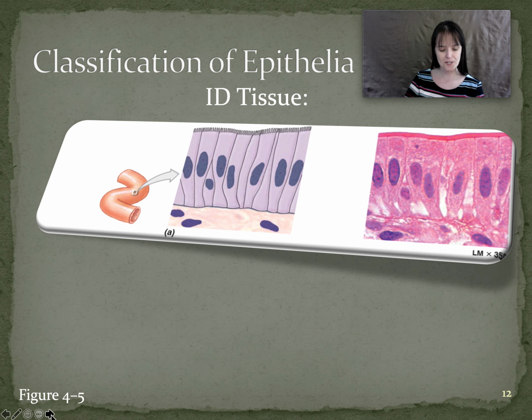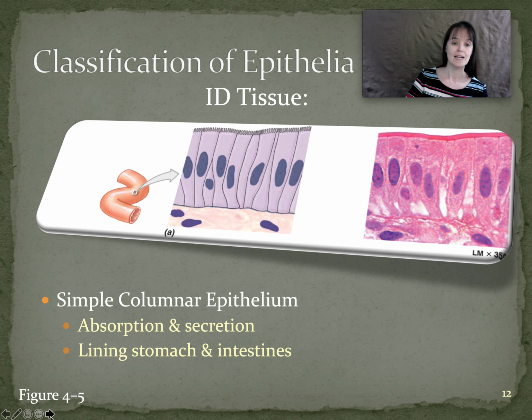Ooh, name that tissue. Simple columnar epithelium. Functions, absorption, and secretion. They line the stomach and the intestine. We talked about the microvilli are a brush border. And here's your picture. This is what your microvilli brush border looks like on the slide.